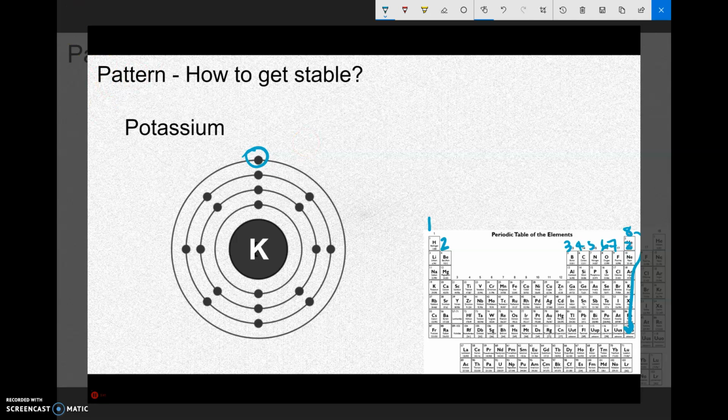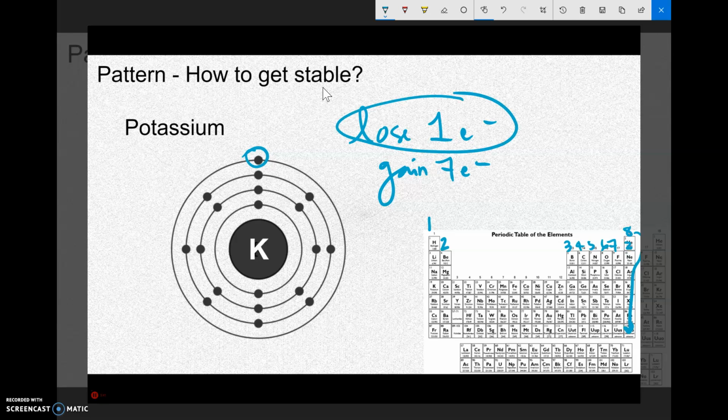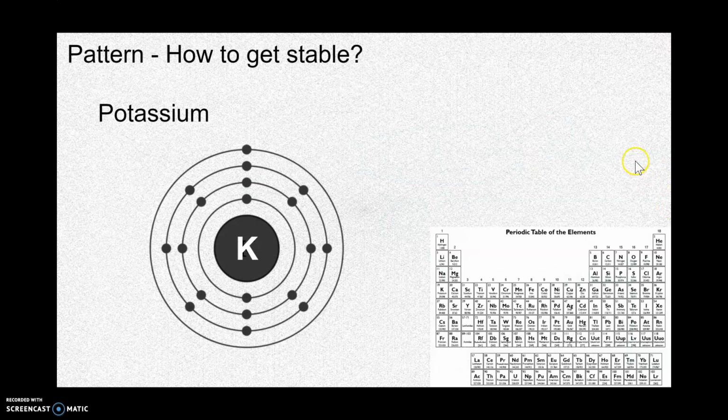Okay, so potassium has the same scenario as sodium. It can lose 1 electron, or it can gain 7. So I want you to think which one would take less energy. You're correct, losing 1. When we lose 1 electron, we're losing that negative charge, because remember, electrons are negative. So we're going to have potassium with a +1 charge. Okay, and that's its ion. It's going to be stable if it loses 1 electron. Let's go to the next one.